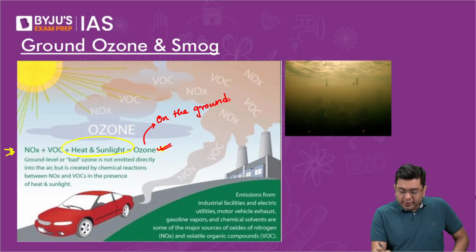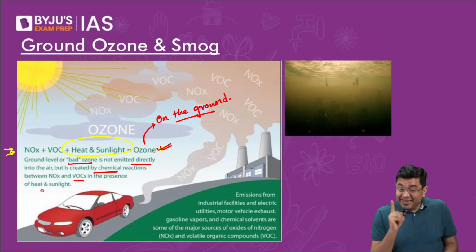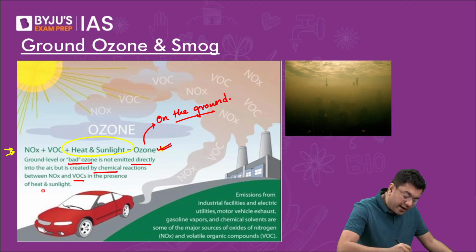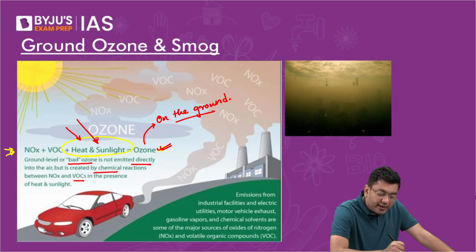Okay. So this is the bad ozone. It is not emitted directly into the air, but is created by the chemical reactions between nitrogen oxides and volatile organic compounds in the presence of heat and sunlight. So this is a must, right? That heat and sunlight is a must.